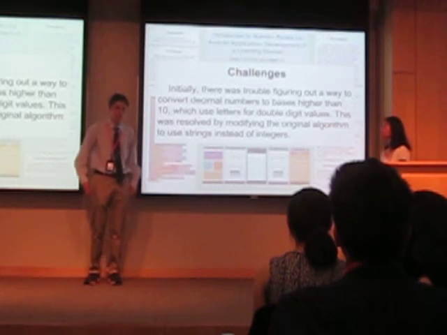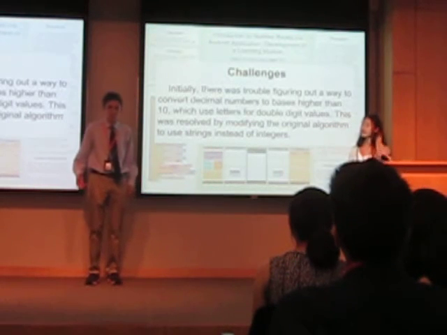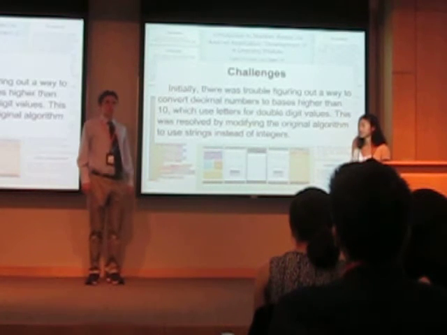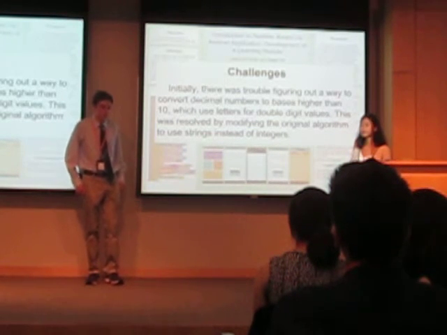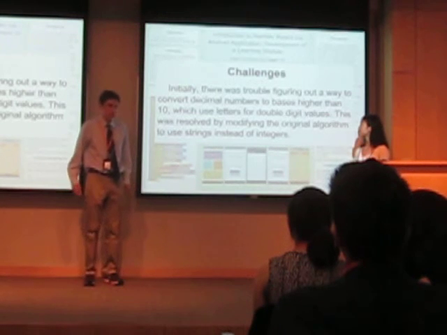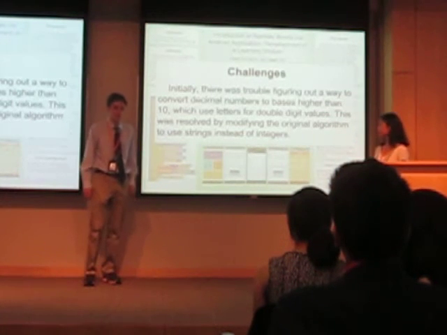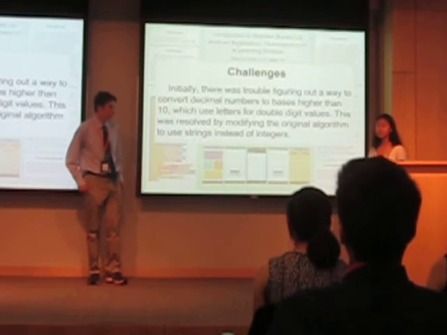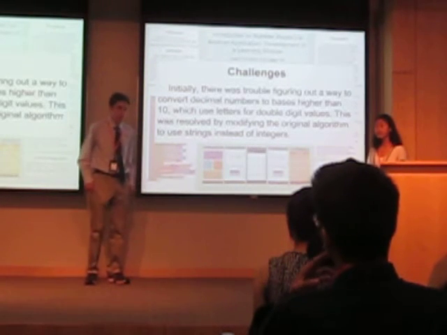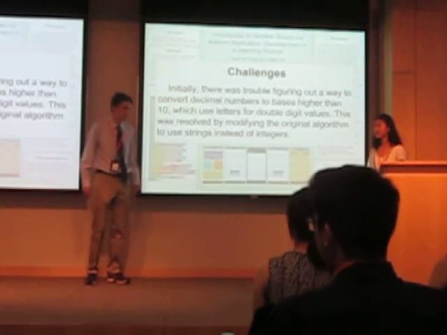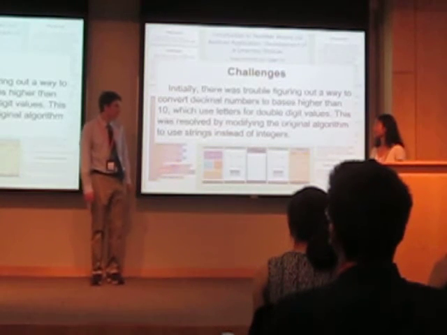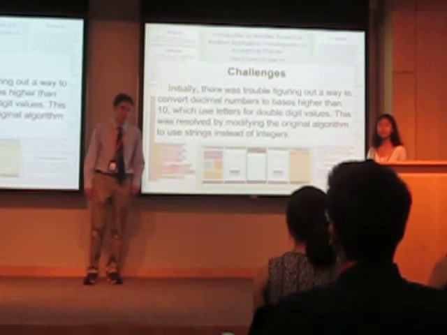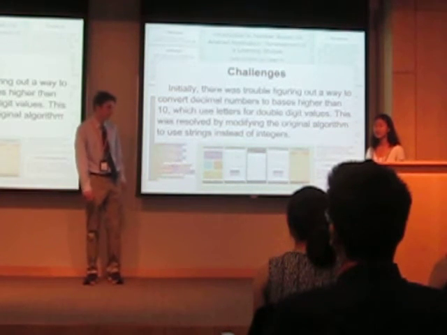So one of the challenges we faced was converting to and from bases 11 through 16. Because bases 11 through 16 use letters to represent double-digit numbers 10 through 15, we can't really use our original algorithm, which utilizes integers because letters aren't integers. So how we fixed this was we modified our original algorithm to utilize strings instead of integers.